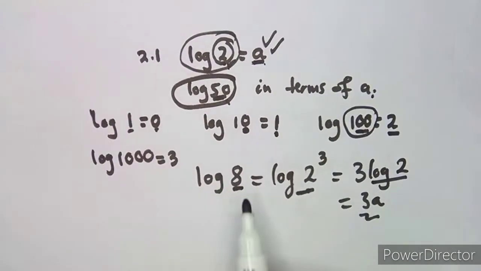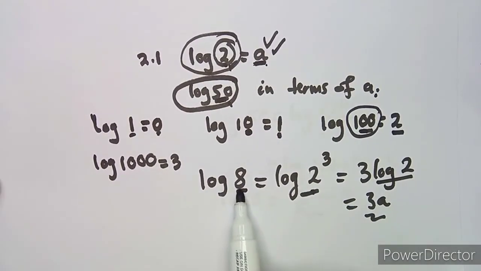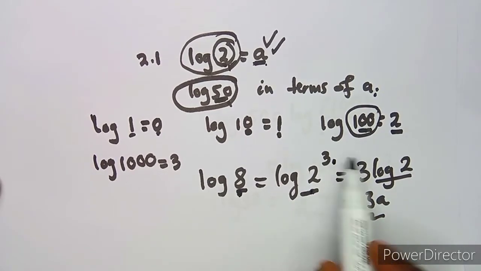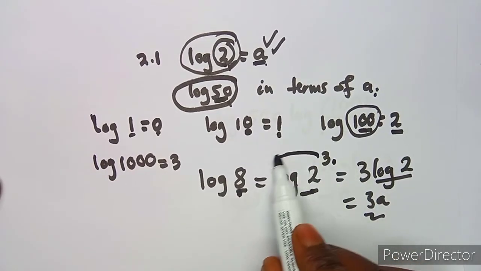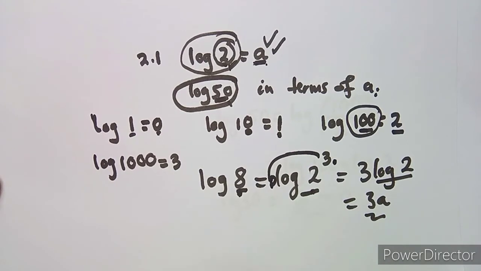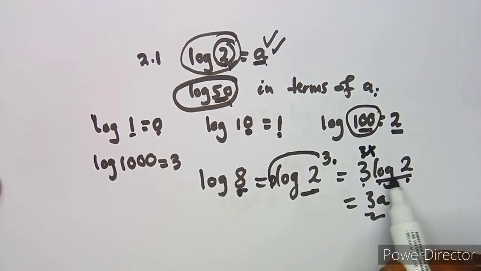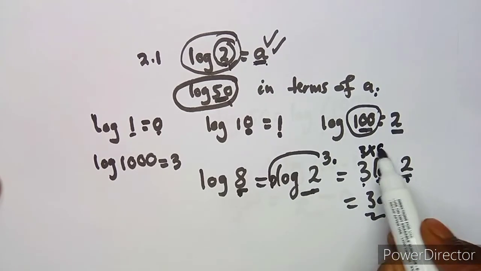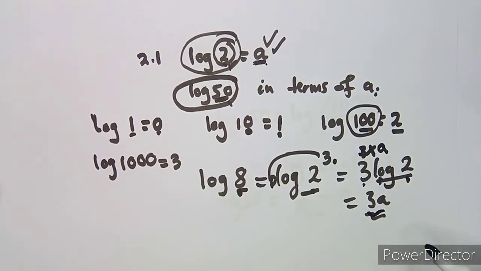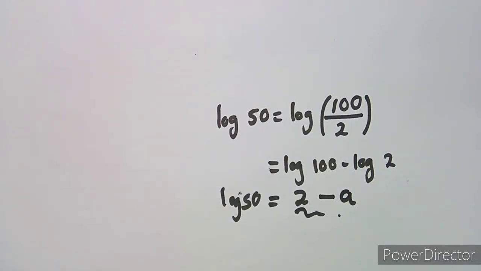So like I said, maybe the question wanted you to find log 8. You're going to say 2 to the exponent of 3, which is from your laws of logarithms. You drop this exponent, it will be 3 log 2, which is 3 times log 2. Log 2 is a, so 3 times a, which is 3a.